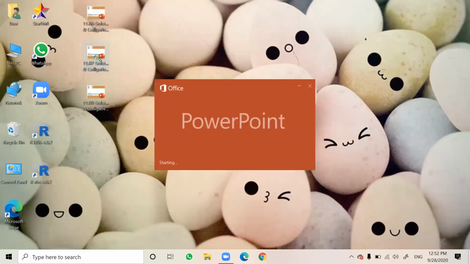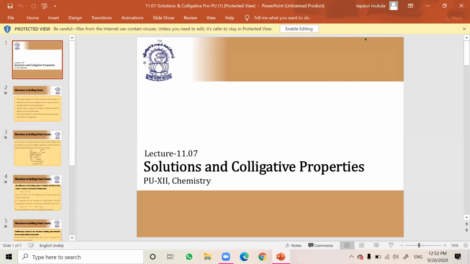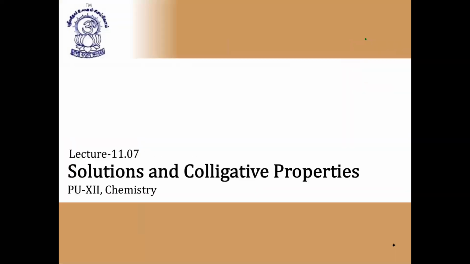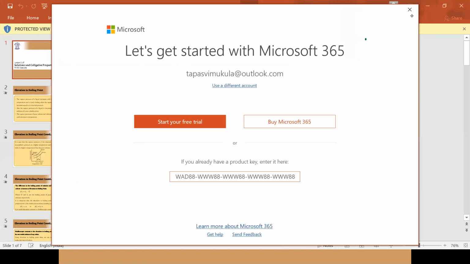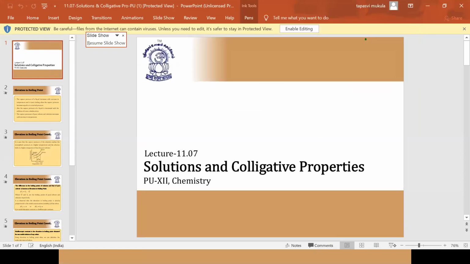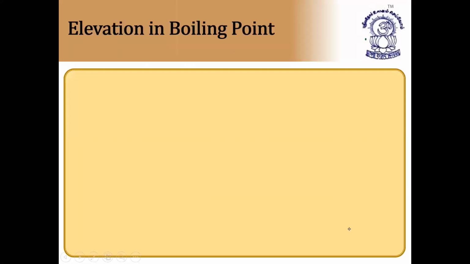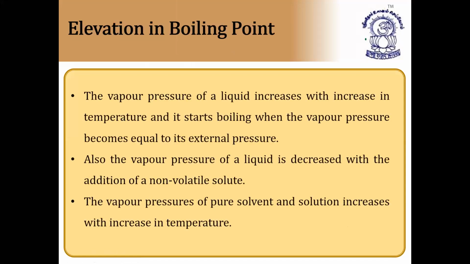So that is about Raoult's law. And at the last, we'll do more questions on colligative properties. Next, we have the second colligative property, that is elevation in boiling point. So the changes that are taking place in the solution are nothing but colligative properties. Next, we have elevation in boiling point.